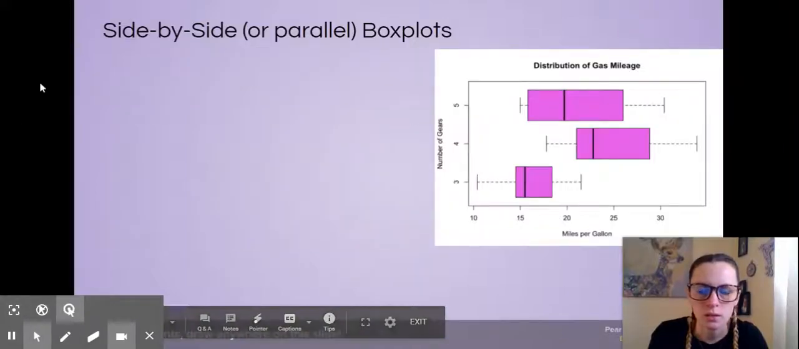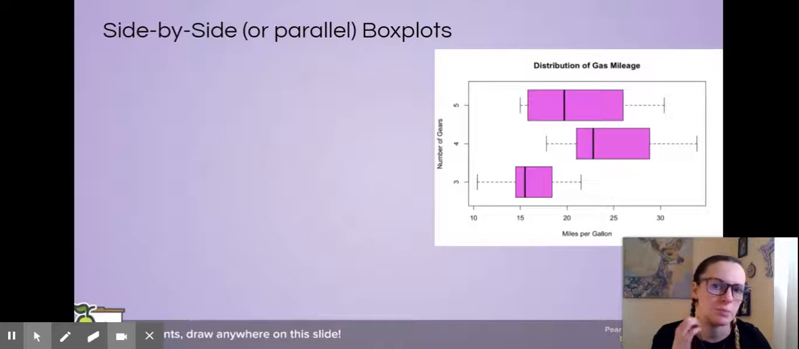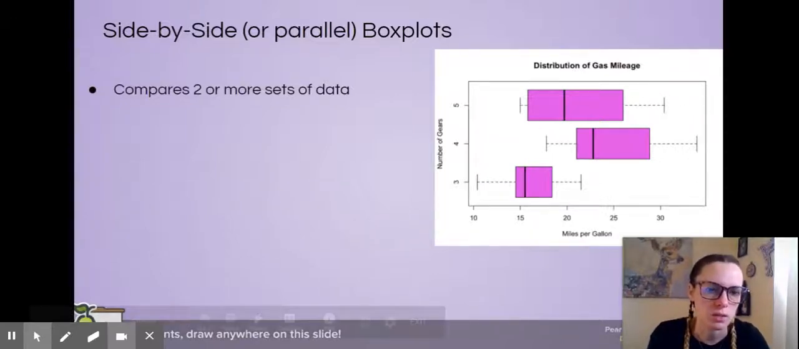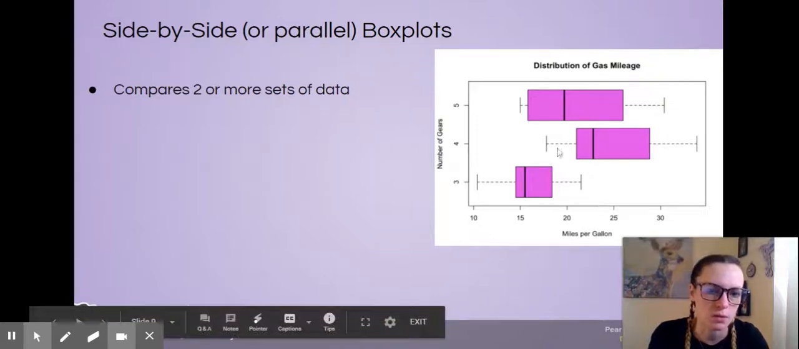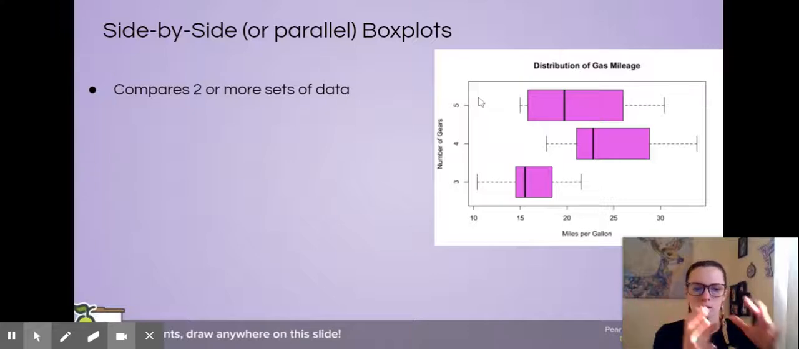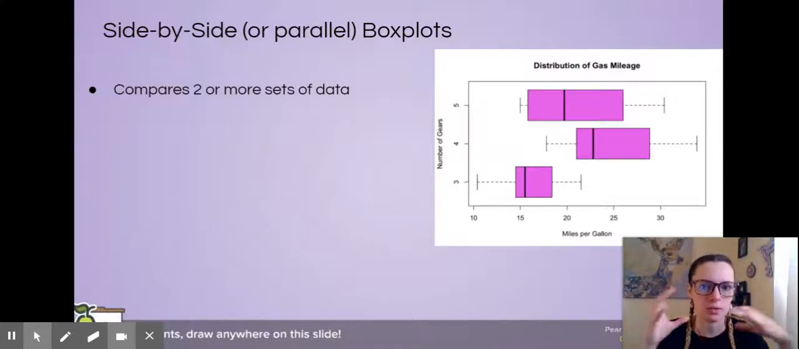All right, and the last thing we'll talk about with box plots are side-by-side or parallel box plots like we see here. And what they do, or their purpose, is they'll compare 2 or more sets of data. So like, for example, in this distribution of gas mileage, we have 3 different box plots all together. So instead of looking at 3 separate box plots in 3 separate diagrams, they're all in one.